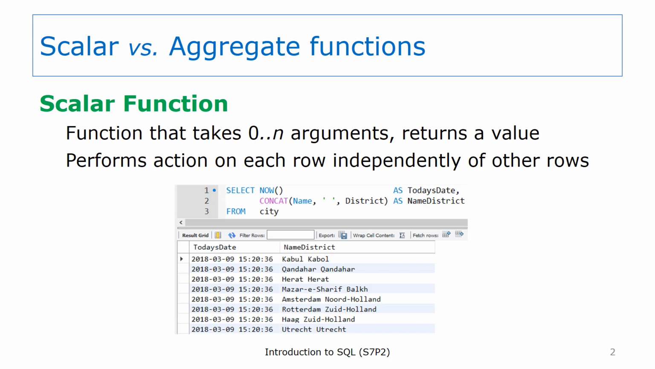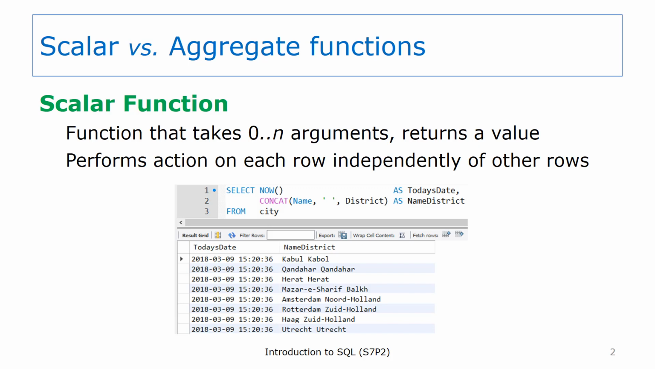In the previous videos, we learned about functions. Those functions that we used are referred to as scalar functions. Note that scalar is spelled ending with L-A-R, not L-E-R. A scalar function is a function that takes 0 or more arguments and returns a value. A scalar function performs an action on each row independently of other rows.